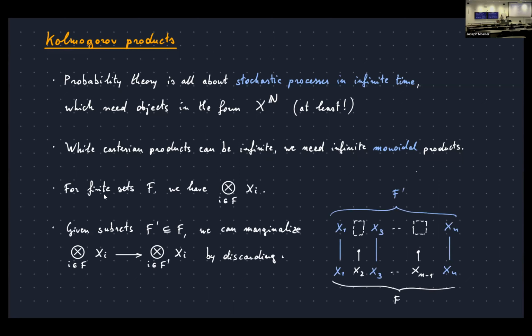So for finite sets, we know how to form the finite product. It's this one, right? Just take n times the usual tensor product. If you have a subset, then there is a morphism the other way, from the big product to the small product, which just discards whatever is not in that set. You see this picture? This is an n-fold product. This has fewer elements. You just discard all the ones that are not in F prime. Okay, it's like a marginalization.